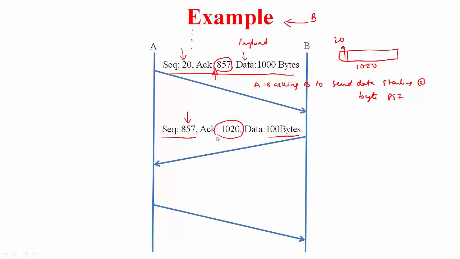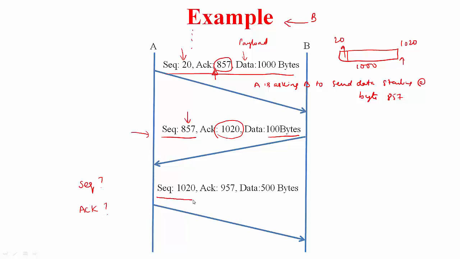And see this acknowledgement. It is acknowledging this segment, whereby because this byte starts at 20, this is of 1000 bytes long, it is now asking for this byte, which is 1020. So that is how the acknowledgements work. So in response to this segment, A is now going to send another segment. So you tell me what is the sequence number of that particular segment? And what is the ACK field of that particular segment?